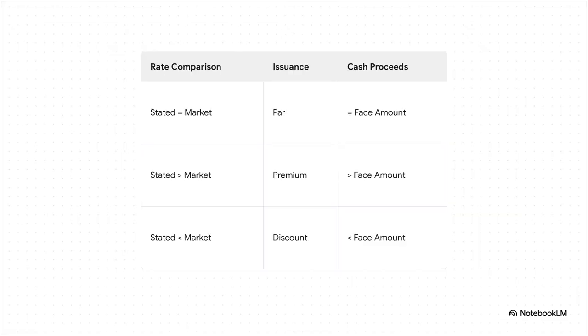And that shopping mindset brings us to this, your golden rule cheat sheet. Seriously, memorize this whole dynamic. If your bond's stated rate matches the market rate perfectly, boom, your bond sells at par. The cash proceeds you get equal the face amount.